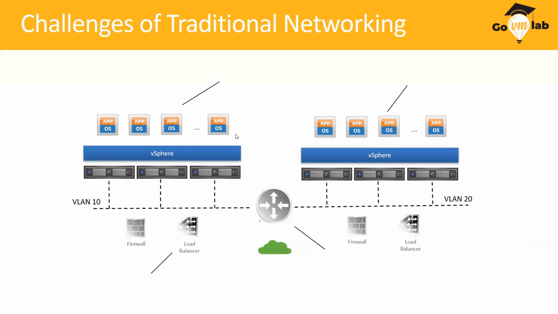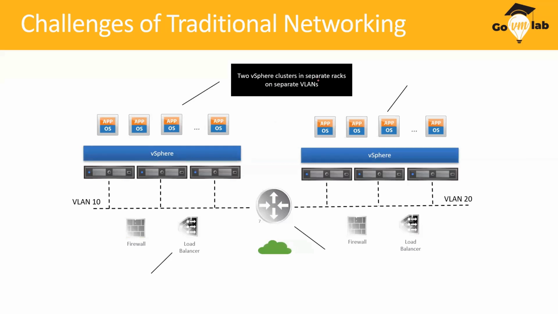Now, if you look at this particular diagram, what do we have? We have ESXi servers, right? You have two vSphere clusters which are in separate racks on separate VLANs. If you have ever implemented a vSphere solution, you know that we always have multiple racks. One rack will have a bunch of ESXi hosts, and all these ESXi hosts which are part of one rack will be part of a single network, which is, let's say, VLAN 10 in our case. So this is our rack 1, and this is our rack 2.